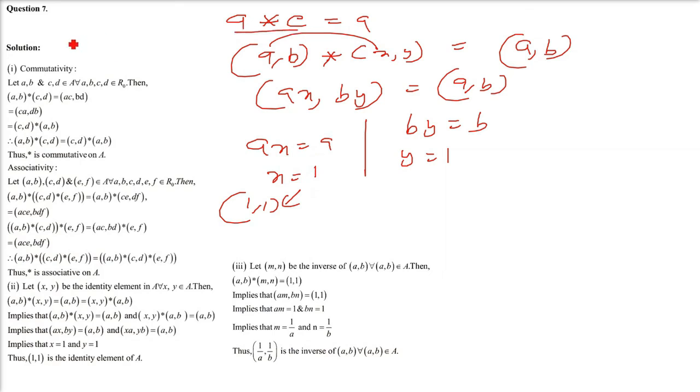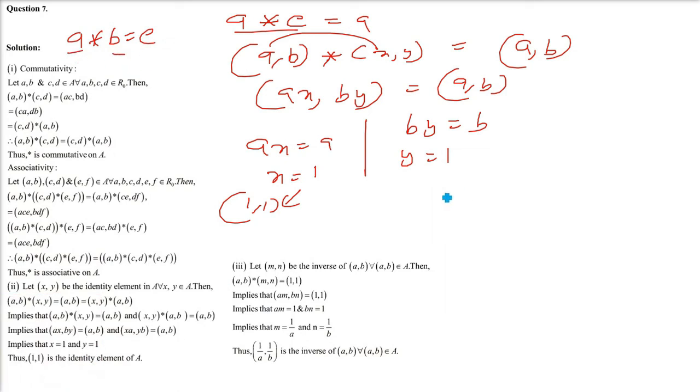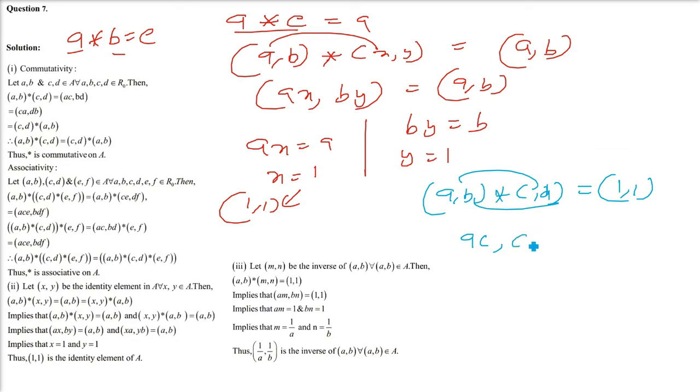So for inverse, what do we do? See, A star B has to be equal to E. B is the inverse of A. If we get E as this result, B is the inverse. So A comma B. In the place of B, let us say C comma D. So A comma B, C comma D, and we operate them. And what do we get? E. E is what? 1 and 1. So 1 comma 1 we take. So this is AC you get, and you get BD, and this is equal to 1 comma 1.